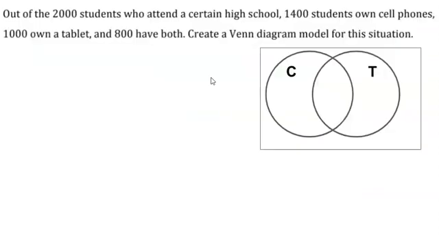Of the 2,000 students who attend a certain high school, 1,400 students own a cell phone, 1,000 own a tablet, and 800 have both. Create a Venn diagram model for this situation. So I've started with my two circles, one for cell phones, one for tablets. And I'm going to start with what's in the middle, because 800 students have both.